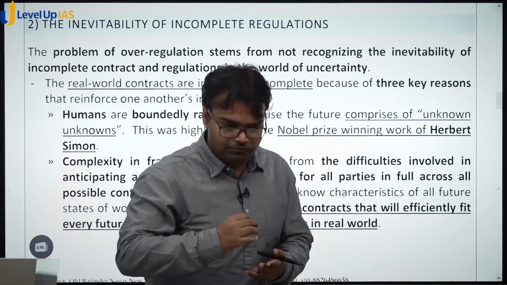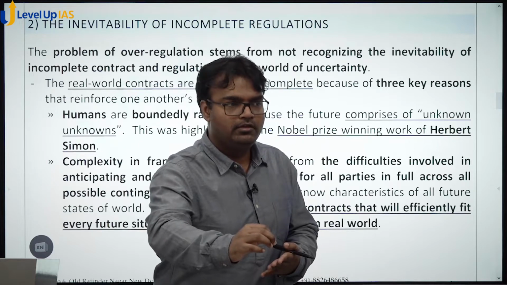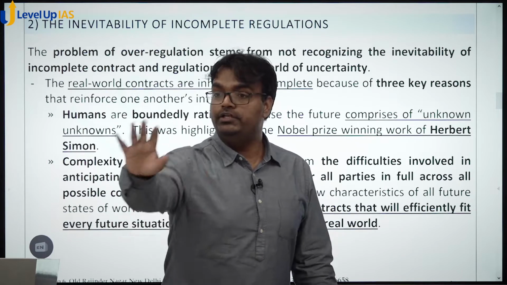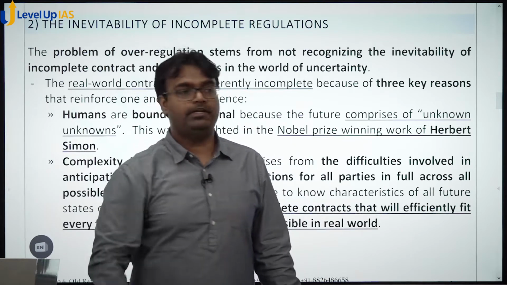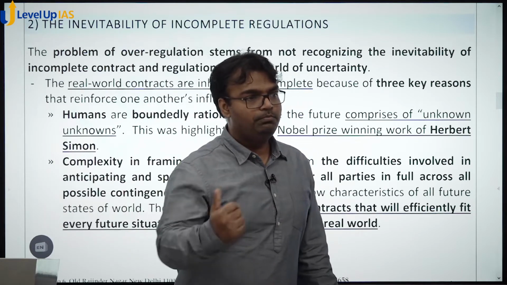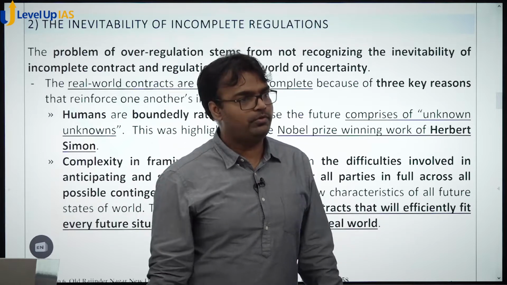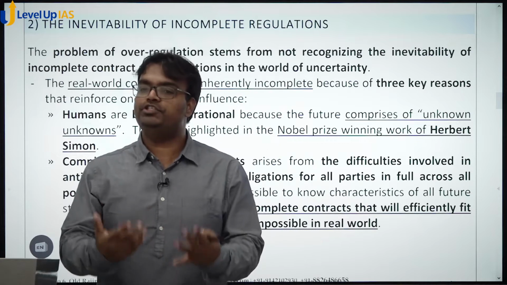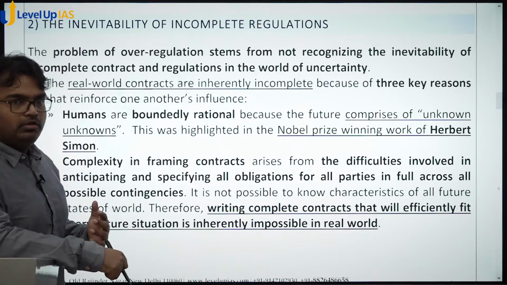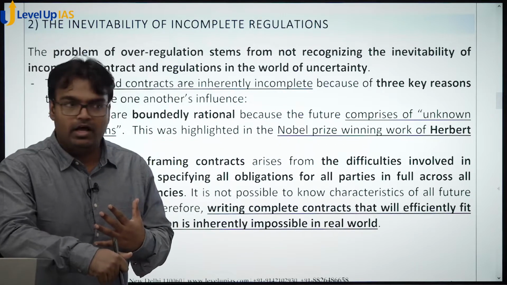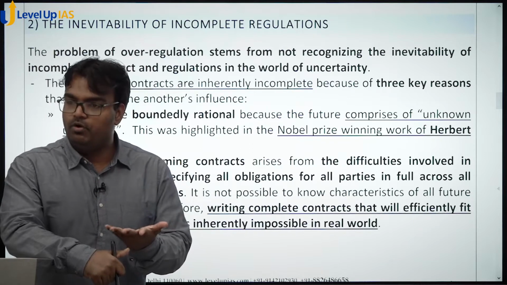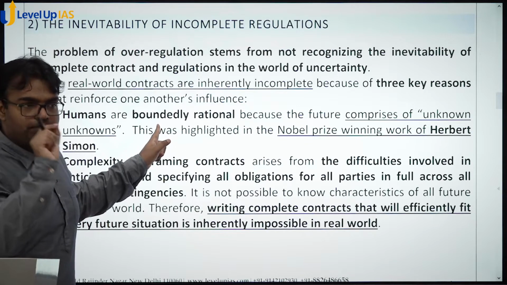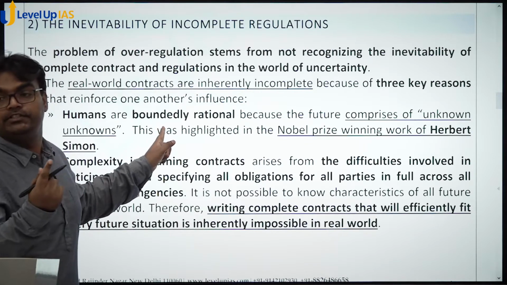We may think that we have created a complete contract, but there may be certain situations that may come in future. In 2019, no one had predicted that because of COVID-19 institutions would close down. So there are so many unknowns in the future that our rationality, our ability to cover all the dimensions, is bounded. So humans are boundedly rational. This is one key reason because of which contracts are incomplete.